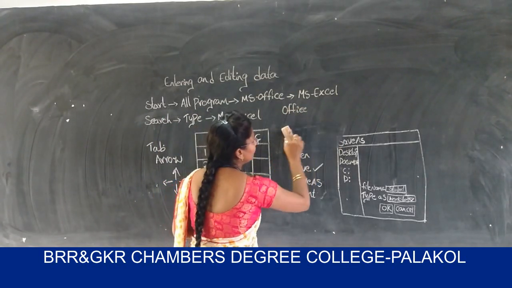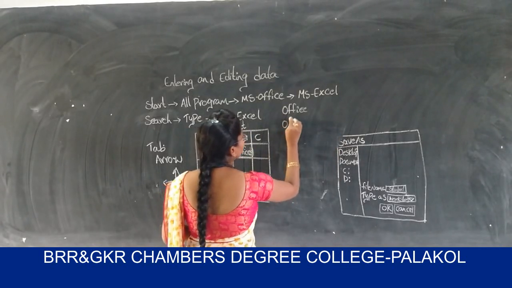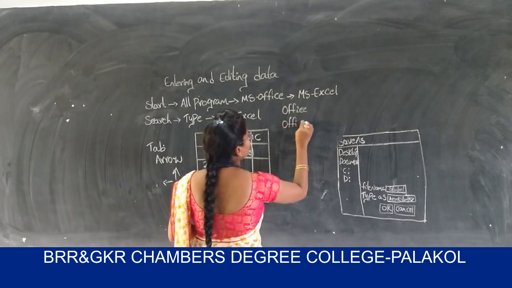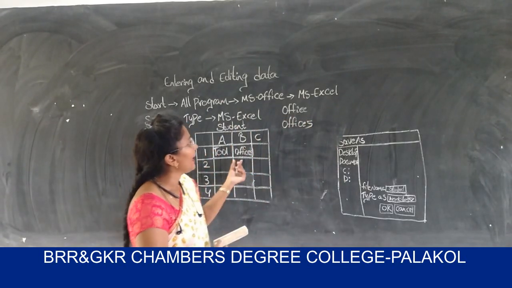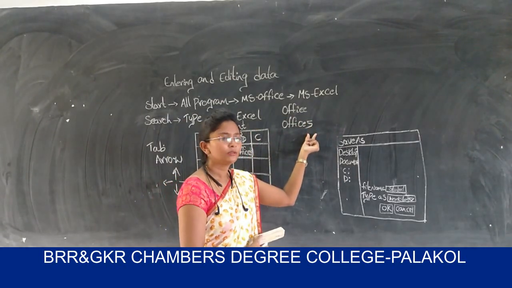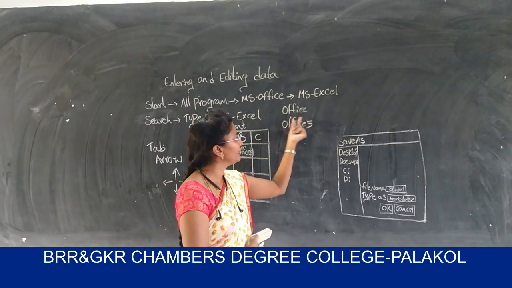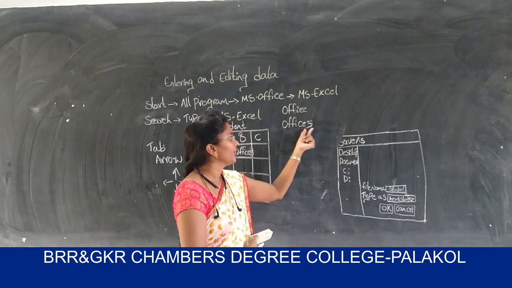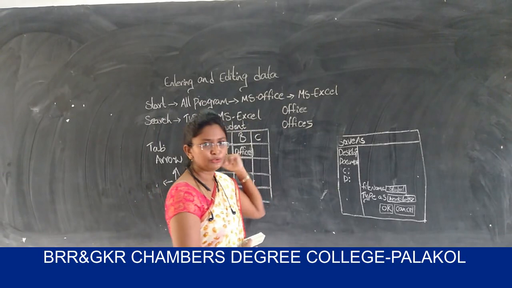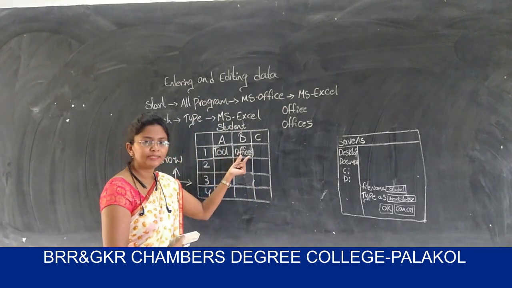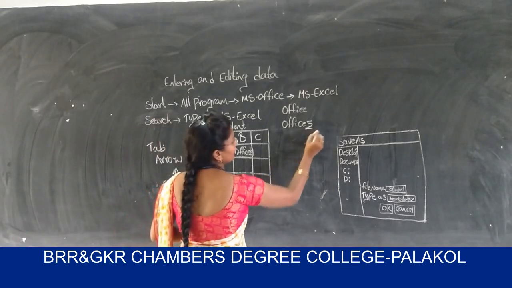After editing, the data is "offices". That means I added one letter to the old entry. This is the old entry. I am entering the new alphabet like S. That means here the old entry is converted into the new entry. That means it is edited with the S letter.